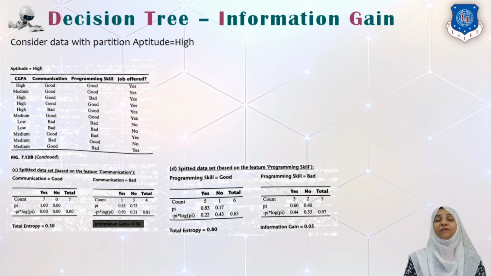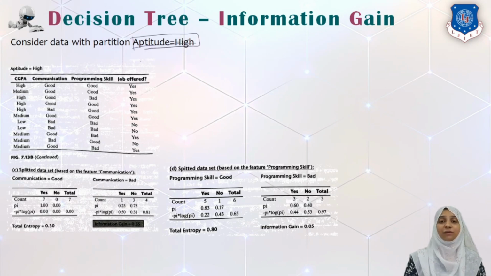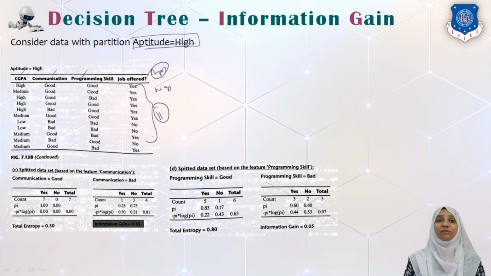Now, how to make the second level of the tree. We will consider only those samples which have high aptitude. That means out of 18 samples, there were only 11 samples which have high aptitude. So we are going to consider only those 11 records for which the aptitude value is high. For all of these, as you can see, CGPA, communication and programming skill are kept, but there is no aptitude column. Why? Because all these samples have the attribute value high.